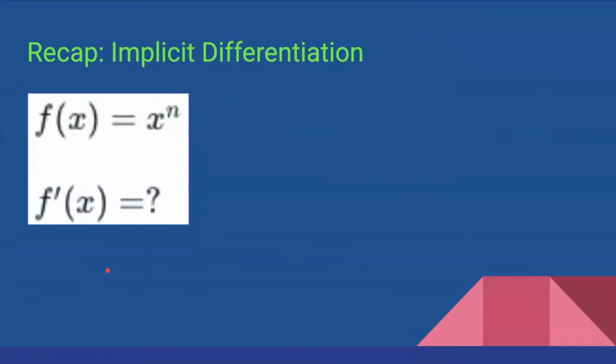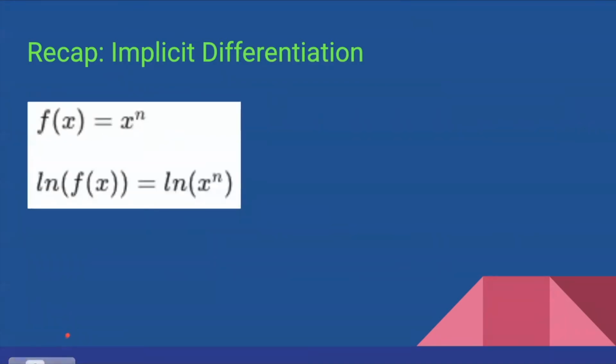And to jog your memory of implicit differentiation, I'm going to show you an example of a problem that you can solve with implicit differentiation. So you're trying to find the derivative of x to the power of n. So to do that, the first step is to take the natural log on both sides of f of x equals x to the power of n.